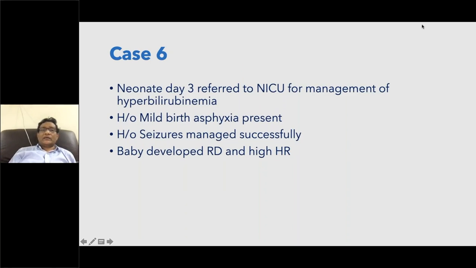This is a neonate, day 3, referred to NICU for management of hyperbilirubinemia with mild birth asphyxia, seizures; the baby developed respiratory distress and high heart rate. You can see this. What is your modality of treatment? This is a narrow QRS tachycardia, heart rate is 280, baby presented with somewhat weak pulse, feeding difficulties, respiratory distress. So our first treatment is we will give adenosine.